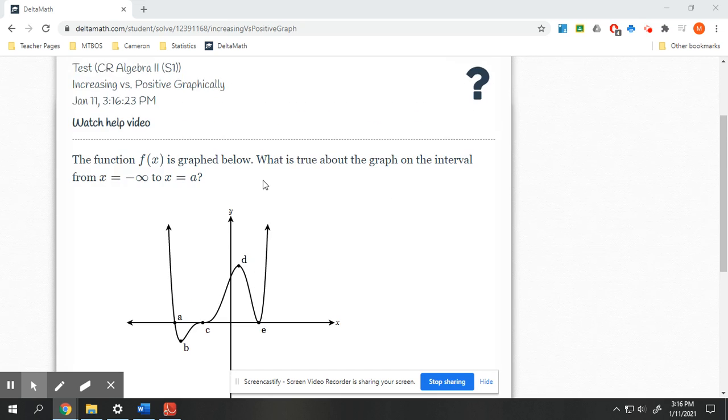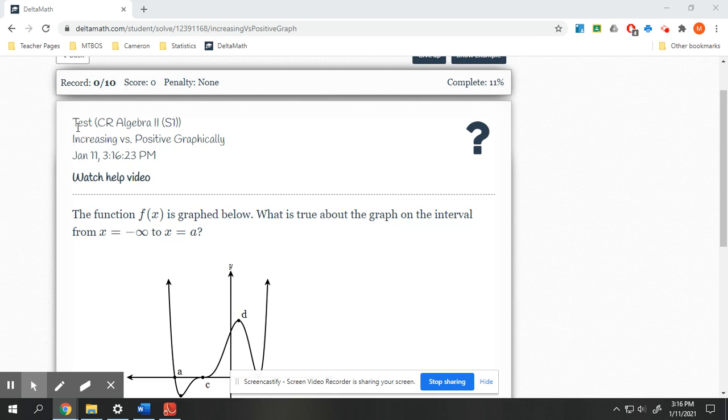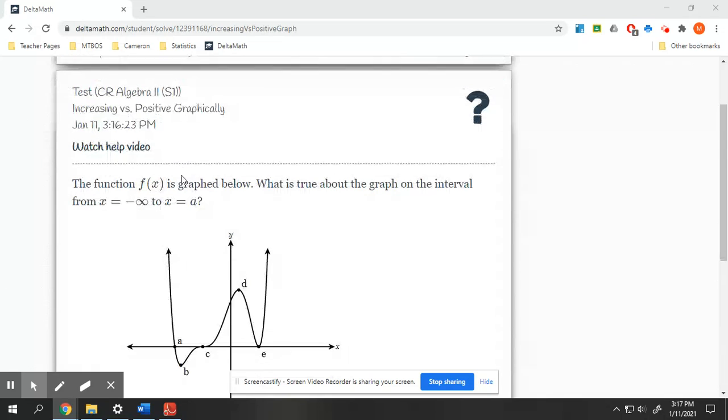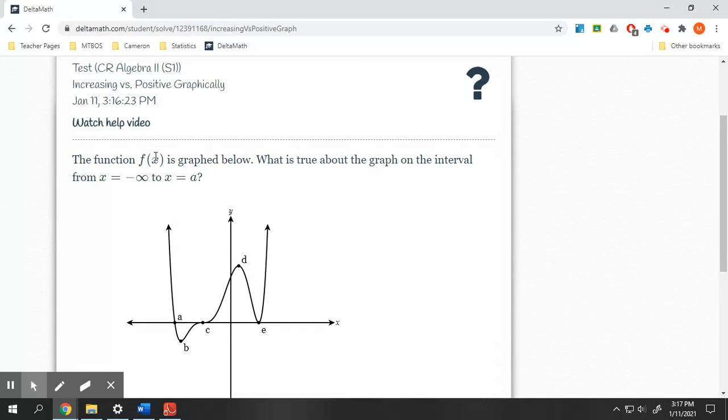Hello, in this video today we are going to be combining two of the things that we learned previously, increasing and decreasing versus positive and negative, and then we'll also be going over minimum and maximum values. All right, so first thing that I see here, the function f of x is graphed below. What is true about the graph on the interval from negative infinity to a?